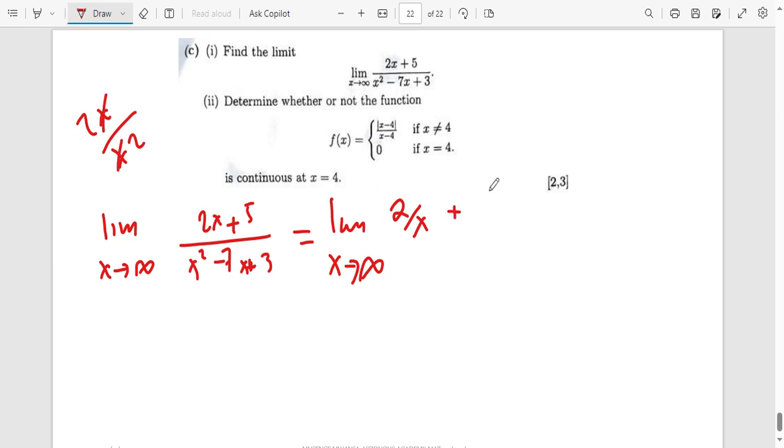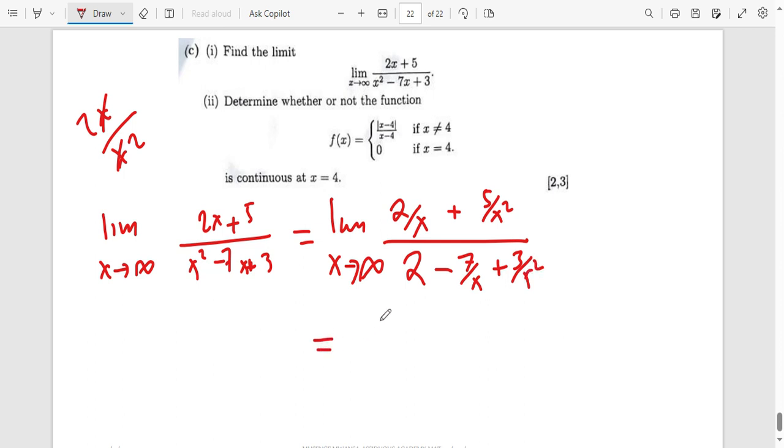5 divided by x power 2 will be 5 over x power 2. In the denominator, x squared divided by x power 2 will be 2. 7x divided by x power 2 will be 7 over x. 3 divided by x power 2 will be 3 over x power 2.